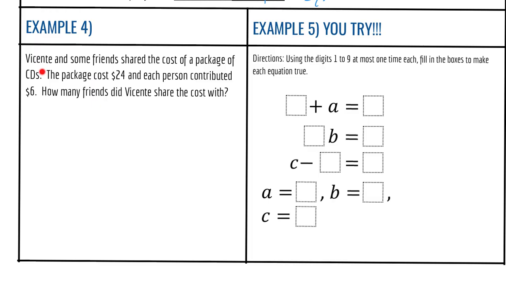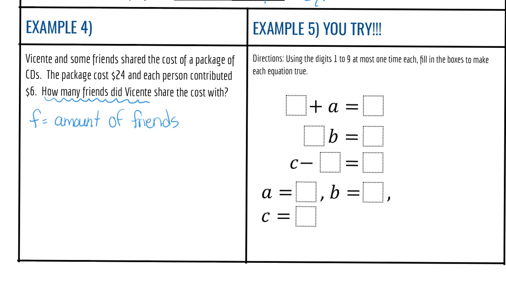It says, Vincent and some friends shared the cost of a package of CDs. The package cost $24 and each person contributed $6. How many friends did Vincent share the cost with? So first we need to define our variable, then we're going to go ahead and solve it. So what is the unknown? What do we know? It says right here in the question, how many friends did he share the cost with? So we're just going to say F is the amount of friends. Go ahead and write this down.